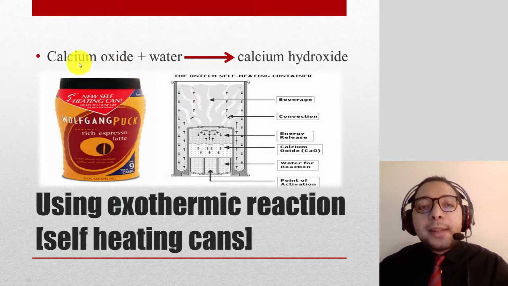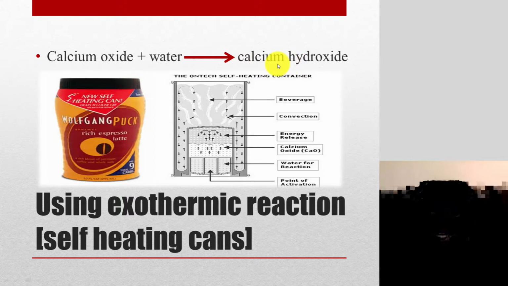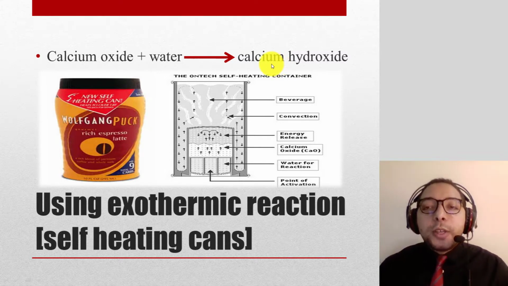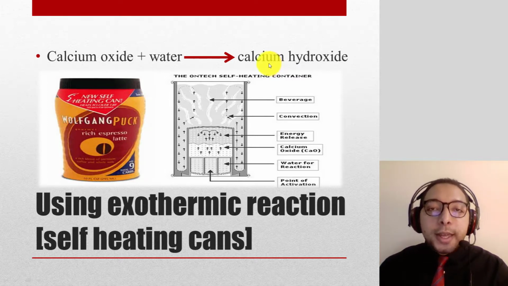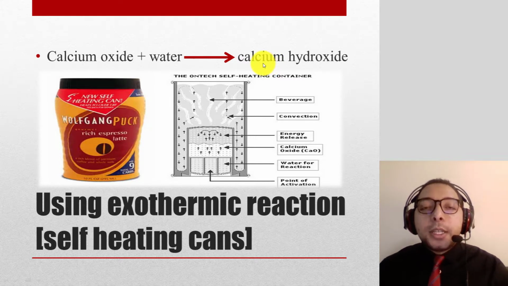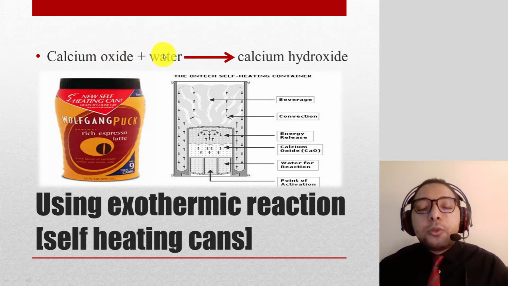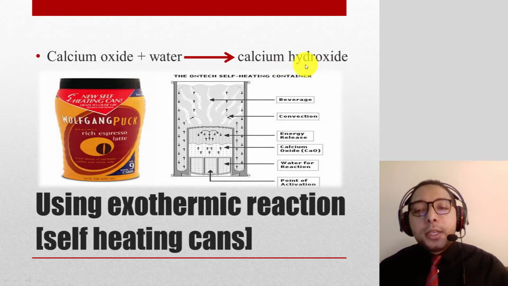But what happens when calcium oxide is mixed with water? When calcium oxide reacts with water, it changes into calcium hydroxide, and this process is exothermic. This reaction is an exothermic reaction. It produces a huge amount of heat energy, and this heat energy is enough to heat up the food or the coffee which is found inside the can. So you can eat it without heating it, by simply shaking the can. The calcium oxide is going to react with the water, producing calcium hydroxide and heat energy as well.